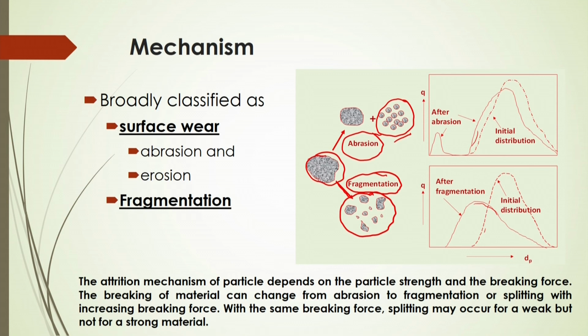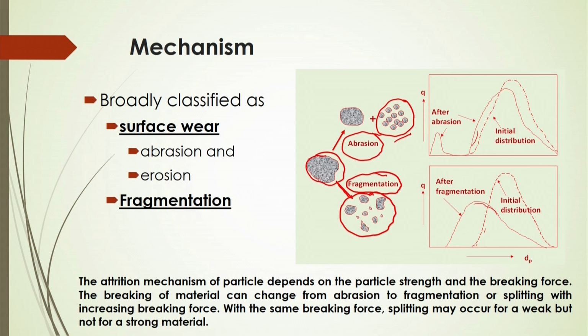So, that mixture will have a certain distribution. Initially the distribution will be like this, and after fragmentation it will be distributed with wide spreading like this. Whereas, in the case of abrasion there may not be that much spreading of the particles. So, these mechanisms allow us to quantify the extent of attrition based on the distribution function after attrition.